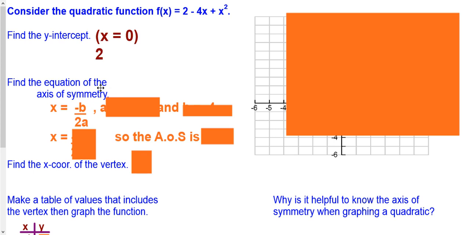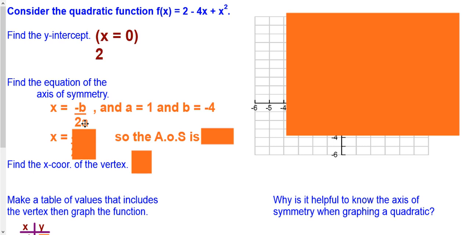Then we're going to go ahead and find the equation for our axis of symmetry. That's that x equals negative b over 2a. And in this case, a is what's in front of your, well, a is always what's in front of your squared term, which is 1, and b is the number that's in front of x to the first power, which is negative 4.